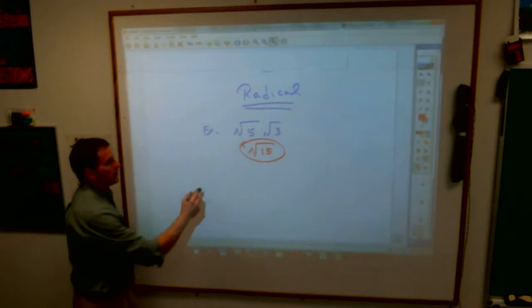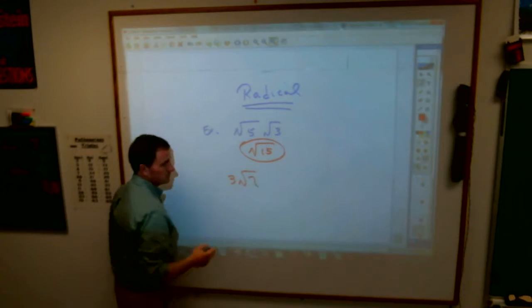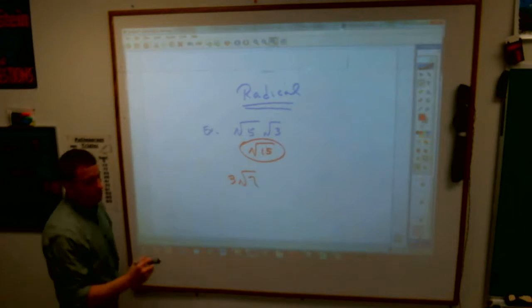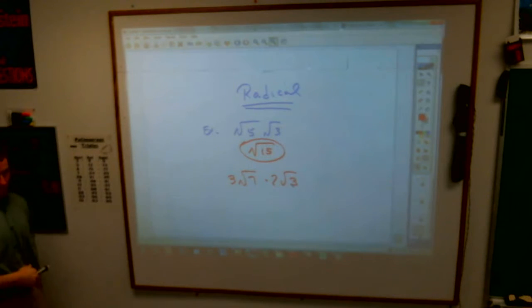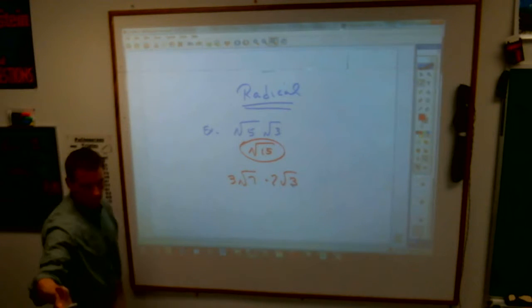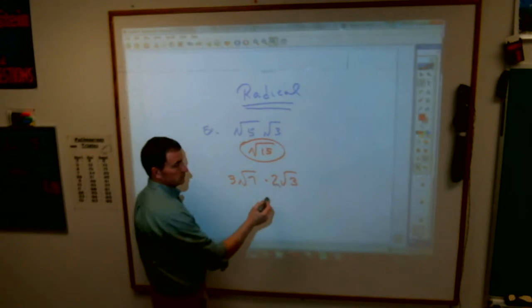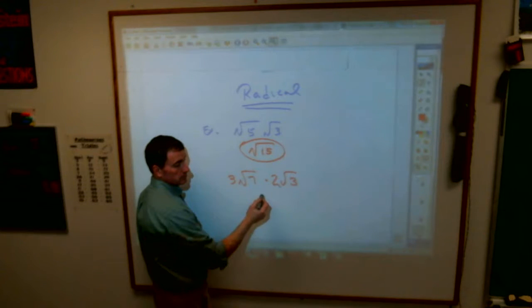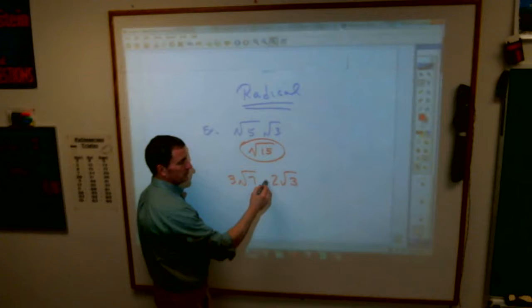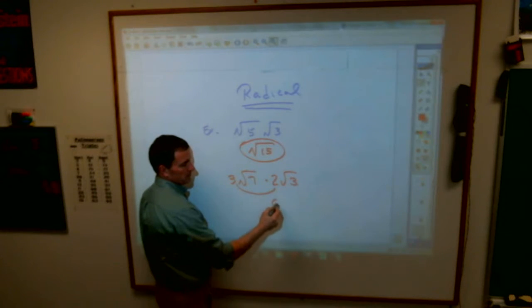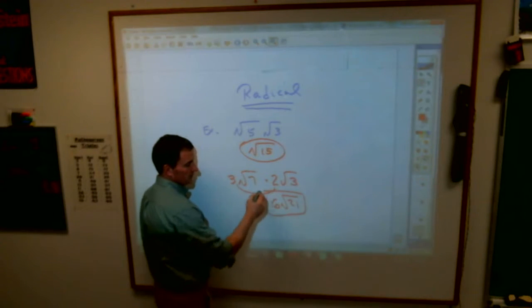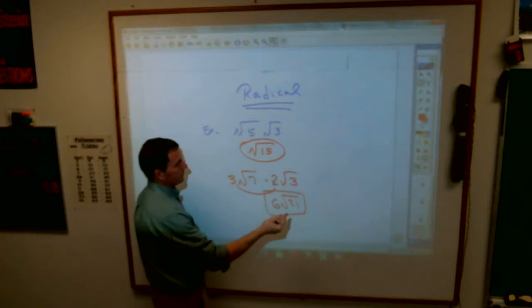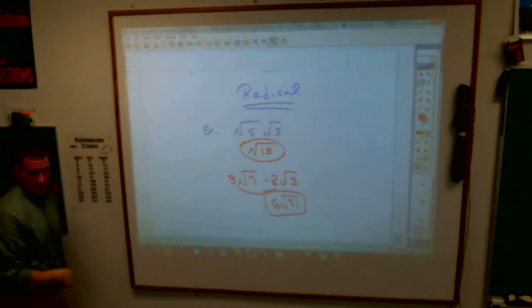How about this one? 3 times the square root of 7 times 2 times the square root of 3. What do I get if I multiply that together? 6 square roots of 7 and 3. You're right the first time, we're multiplying. And 7 times 3 is 21. Yeah, you multiply the whole numbers together, you multiply the radicals together. Square root of 21 doesn't simplify, so that's what it stays as.